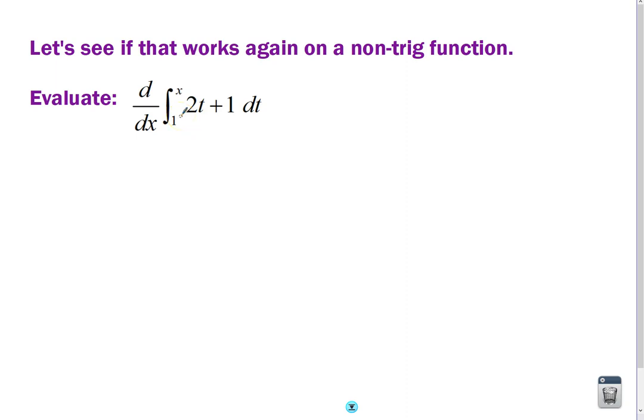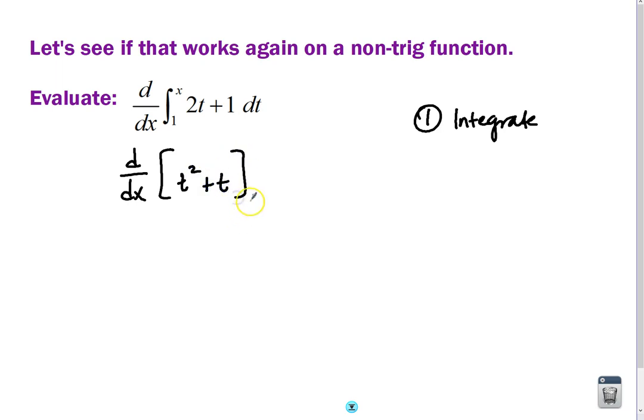I want to take the derivative of the integral from 1 to x of 2t plus 1. To work this, we don't really know what to do with the derivative and an integral yet. You guys haven't really learned that yet. So let's start from the inside and work our way out. We know how to integrate, so let's integrate first. I've got d dx of the antiderivative, which is t squared plus t from 1 to x. That's not so bad, and that's the integration step.